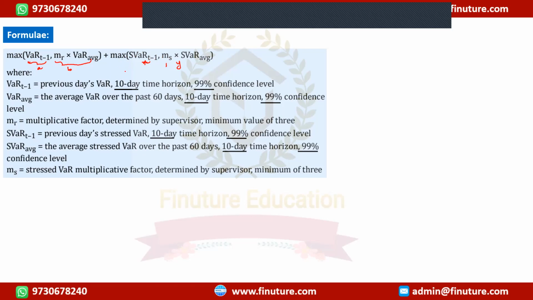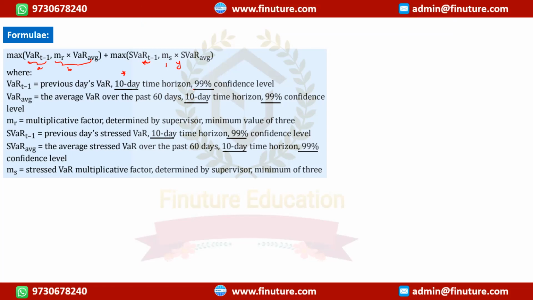But a very important point to note here is that this VaR t-1 and the average are 10-day, 99% confidence. Everywhere I have underlined it: it's 10-day and the confidence level has to be 99%. Whereas in the given question, it's a one-day, 95% confidence level. So this conversion from one day to 10 days and 95% confidence to 99% confidence is the only key that you have to take into account. Otherwise, it's just a direct plug-and-play kind of numerical.